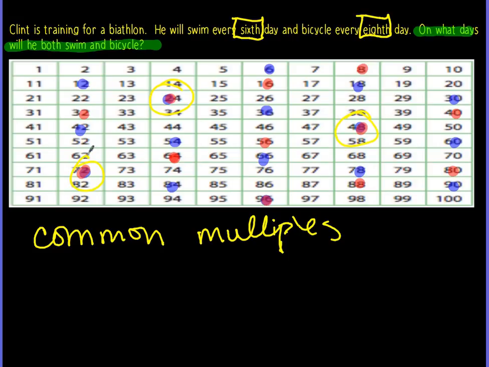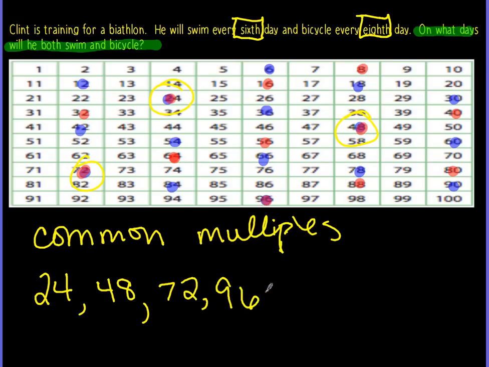Okay, so on what days will he both swim and bike? Well, 24 is a common multiple. 48 is a common multiple of 6 and 8. And then 72 is a common multiple of 6 and 8. And 96 is a common multiple of 6 and 8. So that's what we're doing when we're doing problems like this.